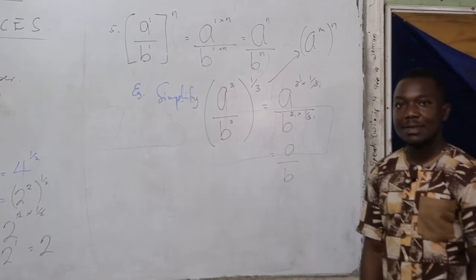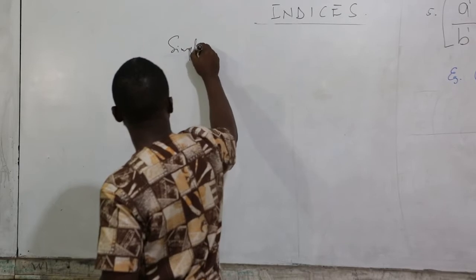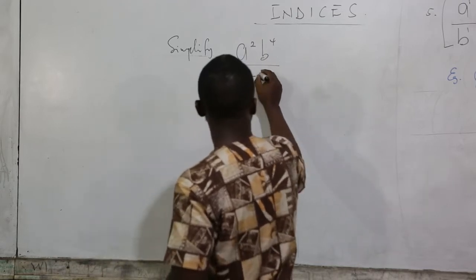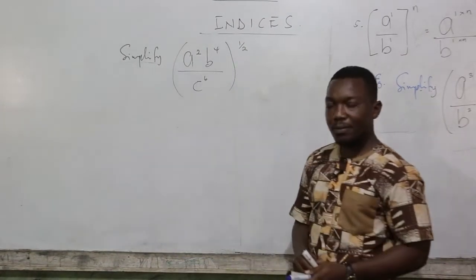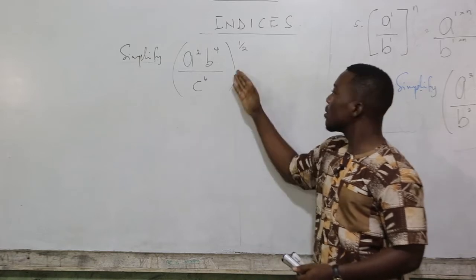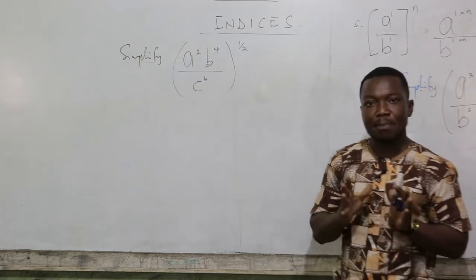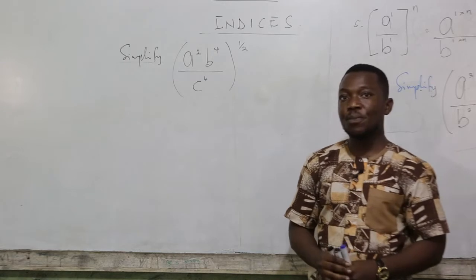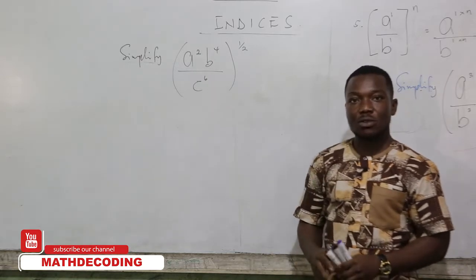Very simple. This is the concept. Let's pick another example. Here we have A squared, B raised to the power 4, all out of C raised to the power 6, then everything raised to the power half. Remember, we are sticking with the concept. Now, this half is a power, and it's going to enter this bracket and work with the individual powers. Look at the powers: A has a power of 2, B has a power of 4, C has a power of 6.